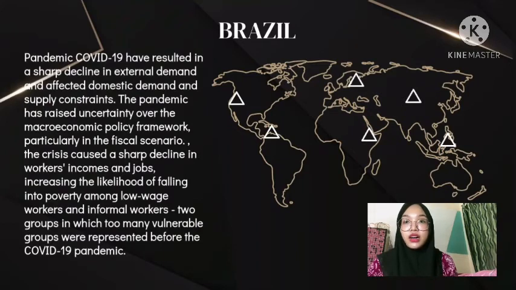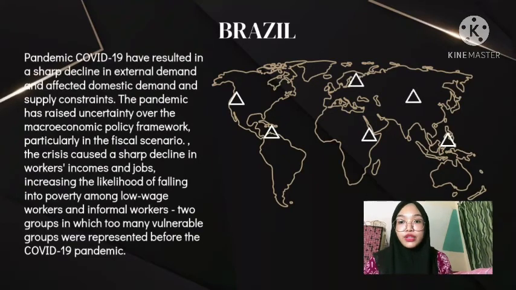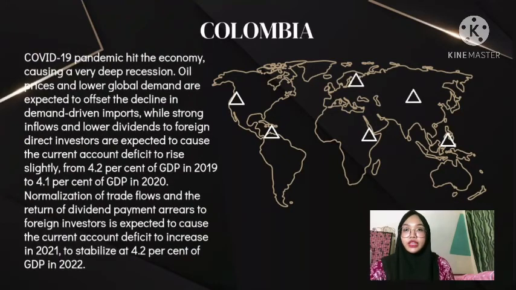The crisis caused a sharp decline in work income and jobs, increasing the likelihood of falling into poverty among low-wage workers and informal workers, two groups in which too many were represented. The COVID-19 pandemic hit the economy, causing a very deep recession.